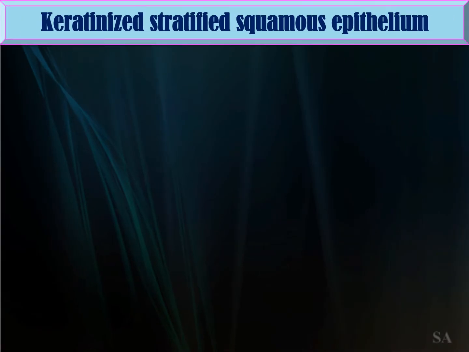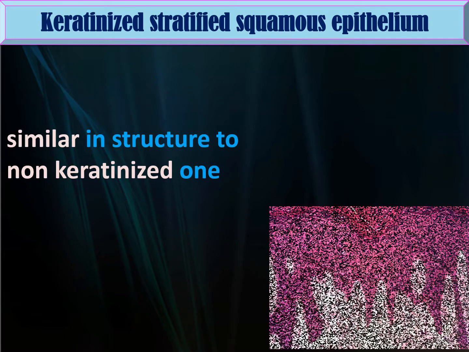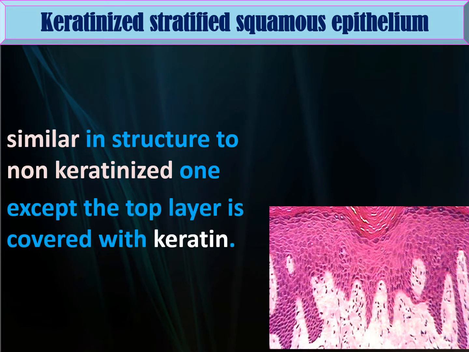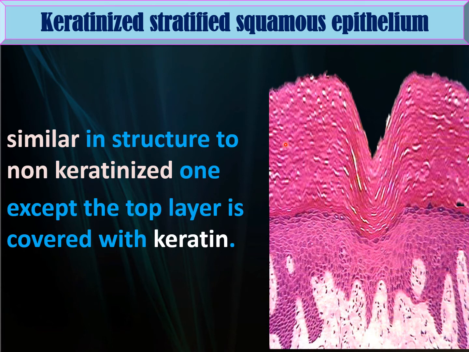The keratinized stratified epithelium is the same. Like non-keratinized, it has 30 layers. It has basal columnar cells, polyhedral cells, and apical squamous cells, but they are covered with keratin, so it is keratinized. It is similar to non-keratinized, and it is covered by keratin. This is the keratin layer.